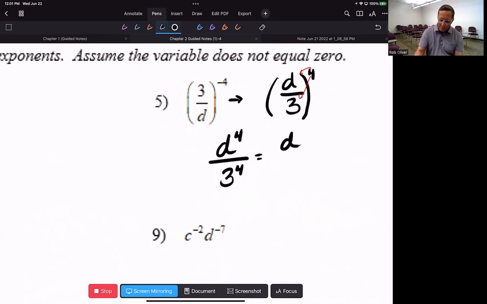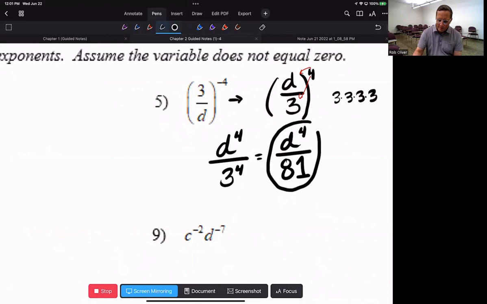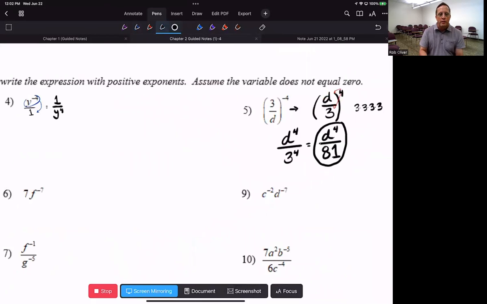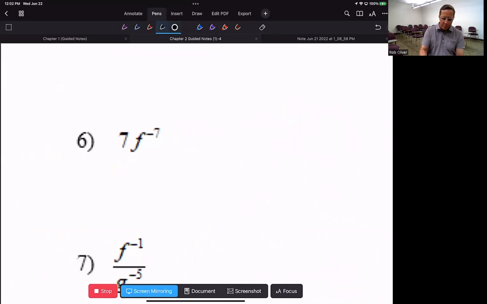And then we can fix that up just a little bit more. D to the 4th, and then 3 to the 4th is 3 times 3 times 3 times 3, which is 81. Yeah, you guessed it. So you got 81 right there. And that's it. Okay. That's all we can do on that problem. Keep moving on here.